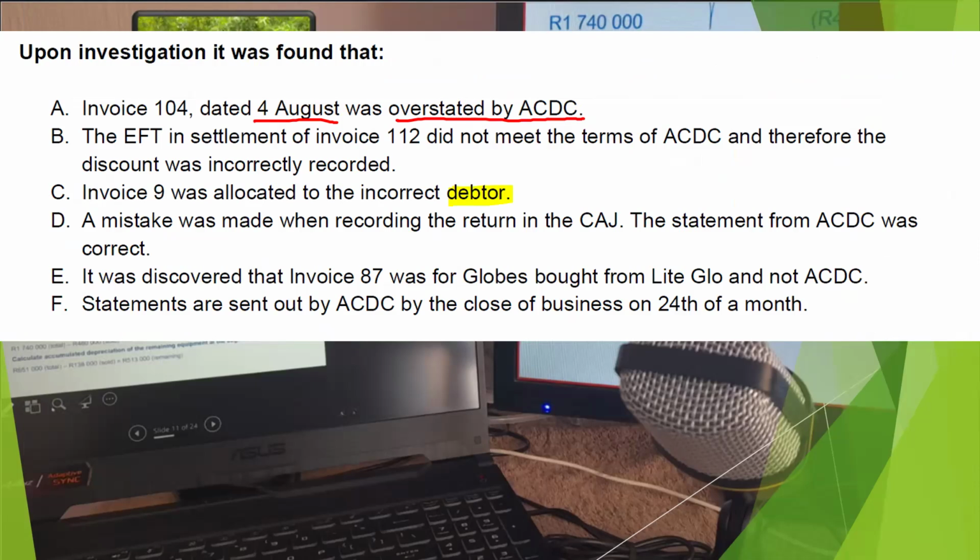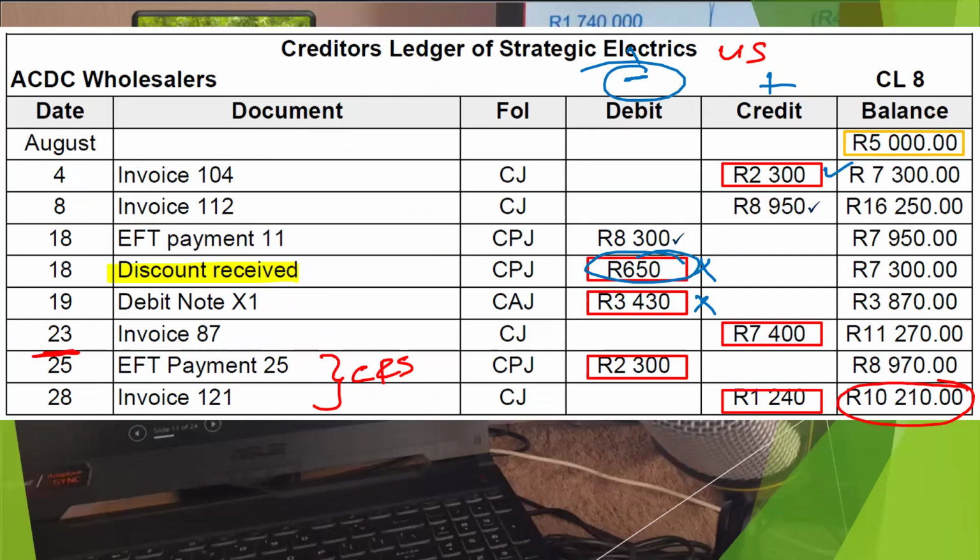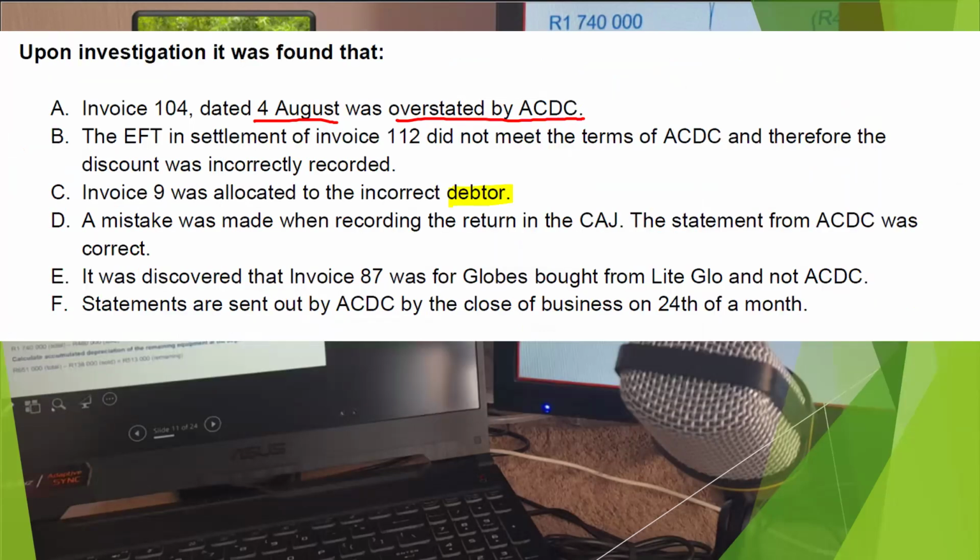Now, when you move to E, it was discovered that invoice 89 was for globes bought from Light Glow and not ACDC. So this must be in the ledger, which is this amount here, this invoice over here. That invoice is on the plus side, so it is wrong. It wasn't supposed to be for ACDC. It was supposed to be for Light Glow. That's what they said, right? Yes, Light Glow.